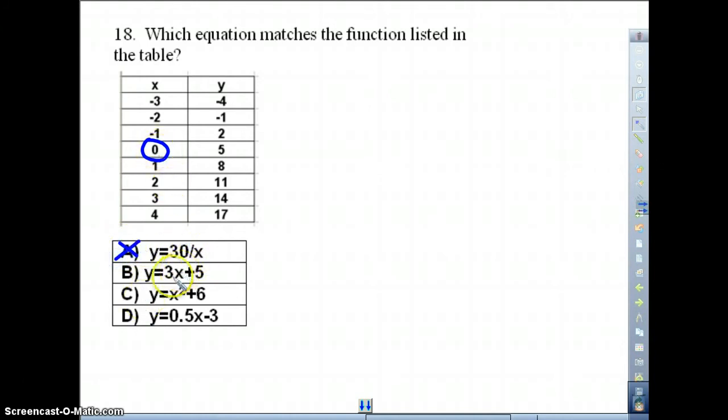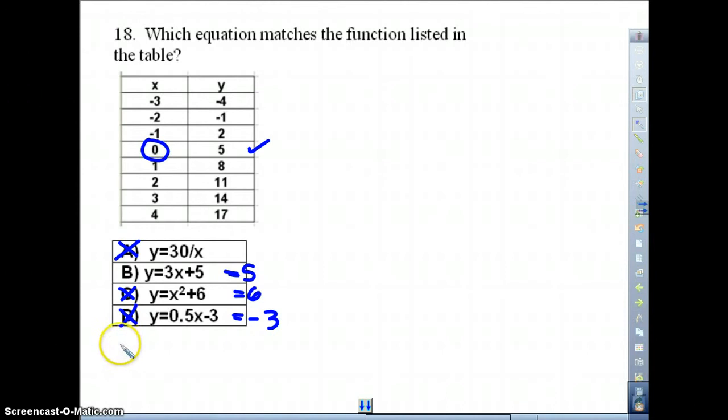Let's put in 0 for x right here. 3 times 0 is what? 0 plus 5 gives you what? It could possibly be that one. But it could also possibly be other, so you need to check it out. Put in 0 here. What's 0 squared? 0. 0 plus 6? Okay, that equals 6. I don't think it's that one. 1/2 times 0 is 0, and 0 minus 3 is? I don't think it's that one either.